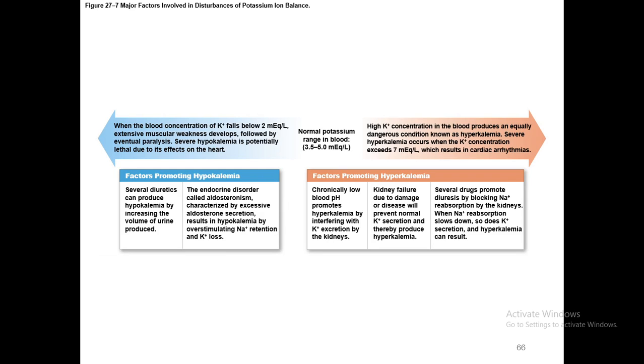Okay, the factors promoting hyperkalemia, we have chronically low blood pressure, chronically low blood pH promotes hyperkalemia, and it interferes with the potassium excretion by the kidneys. We also have kidney failure due to damage or disease. It's going to prevent normal release of potassium in the urine. And then there's different drugs that promote diuresis by blocking sodium reabsorption by the kidneys. And remember, again, that's coordinated there. When sodium reabsorption is slowed down, the potassium secretion is going to slow down as well.